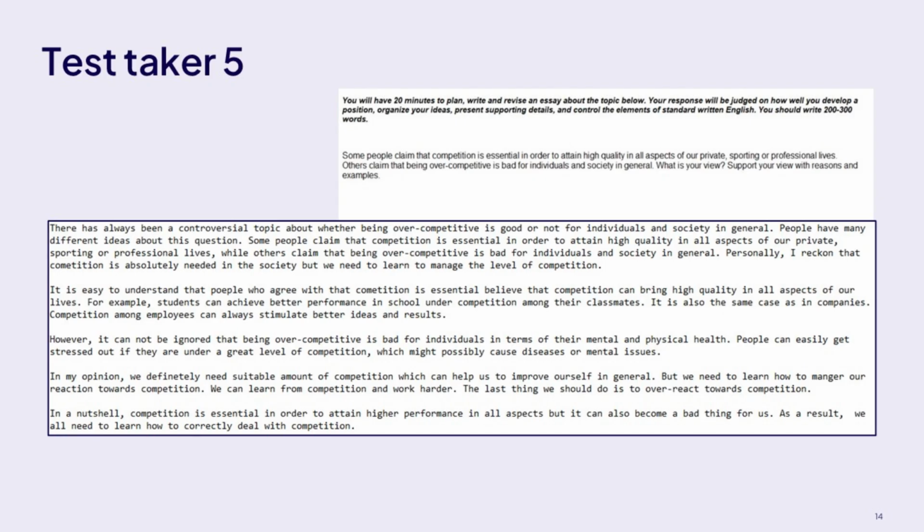The test taker displays a good level of control over simple and compound sentences, but they rarely attempt complex sentences, and when they do, there are errors, such as "it is easy to understand that people who agree with that competition is essential." The test taker is able to give and summarize their opinion, but they do so while using a fairly limited range of vocabulary, often repeating phrases used in the prompt. A wider range of sentence structure and vocabulary would be expected at B2.